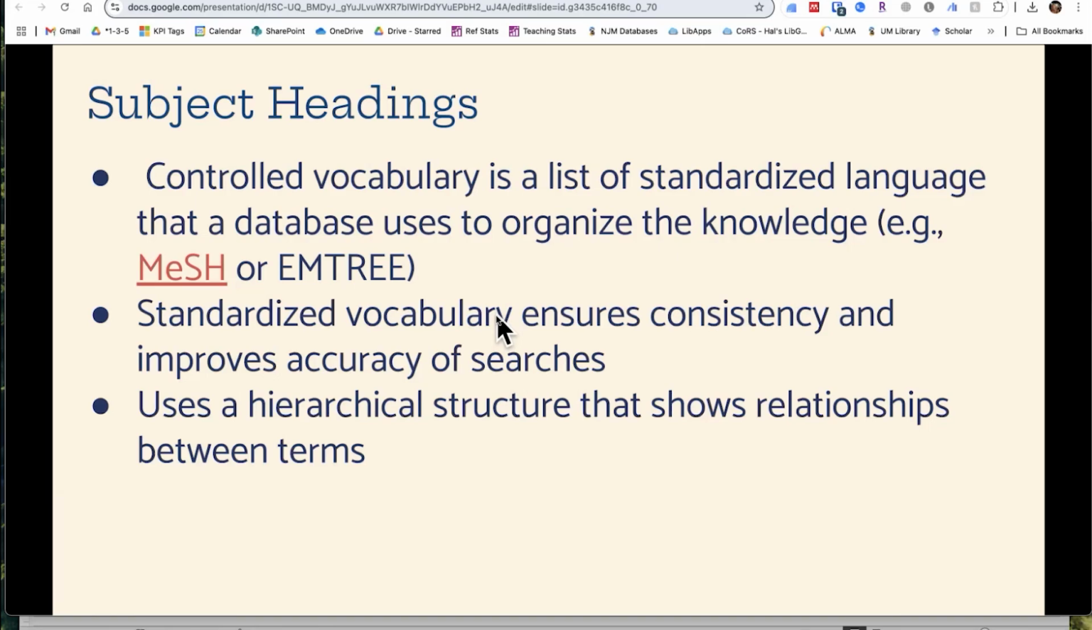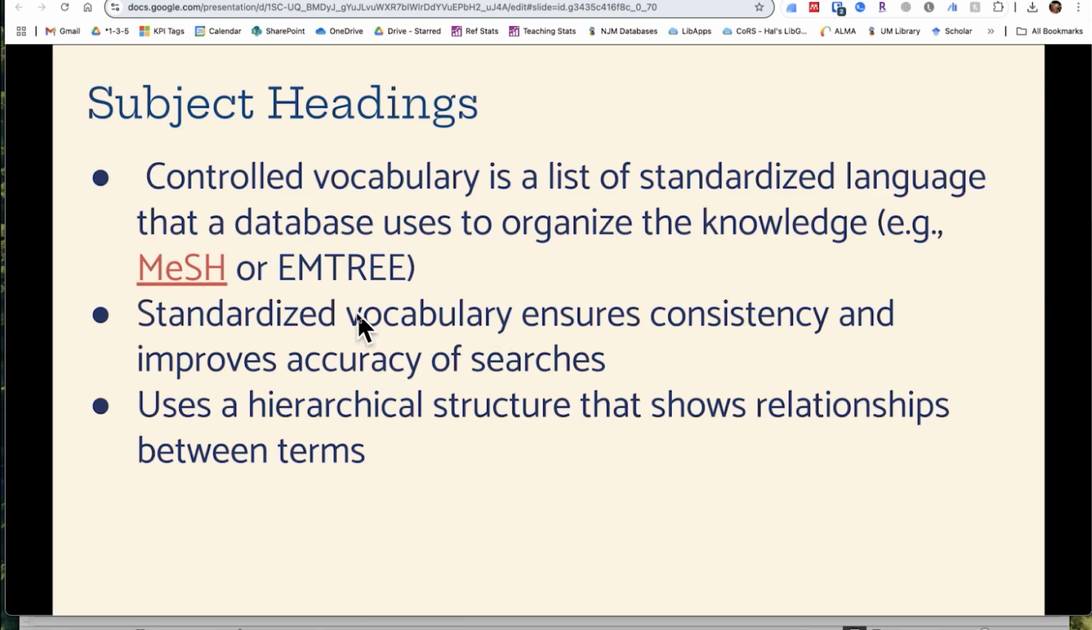Subject headings are a controlled vocabulary that a lot of databases use. What they do is standardize language. If you think about all the different ways that people can talk about something, they're talking about the same thing, but they're using different terminology to describe it. So these subject headings, also called controlled vocabulary, basically provide consistency. Even think about things like singular versus plural, or British spelling versus American spelling. How do you account for that variation in a more structured and organized way? That's what subject headings allow you to do.